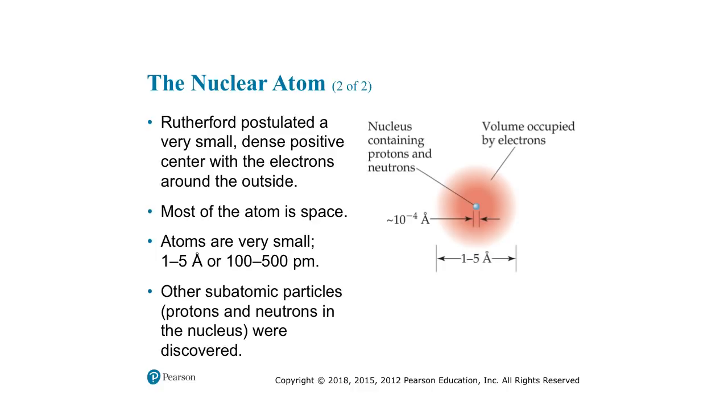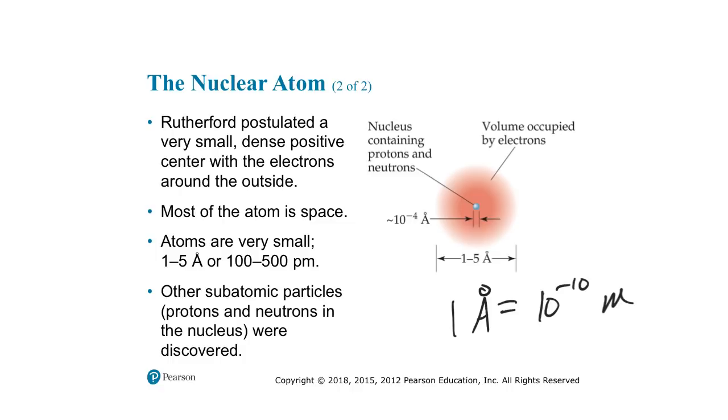Atoms are very small, about 1 to 5 angstrom in size. They're so small, they invented a scale. So 1 angstrom is 10 to the minus 10 meters. We could have used nanometers or picometers, but angstrom is a bit more convenient. So the total diameter of an atom is about 1 to 5 angstroms, depending on the specific atom. And then we'll get into nuclear size trends in chapter 7.